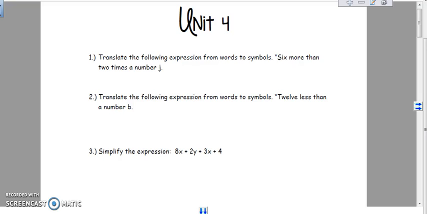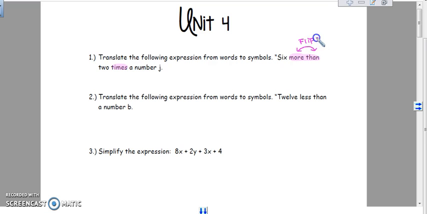So we are moving on to Unit 4 now, and this is simplifying expressions. So, number 1, translate the following expression from words to symbols. 6 more than 2 times a number j. So we're going to go through and highlight those key words. More than and times. Now remember, the word more than means to flip order.